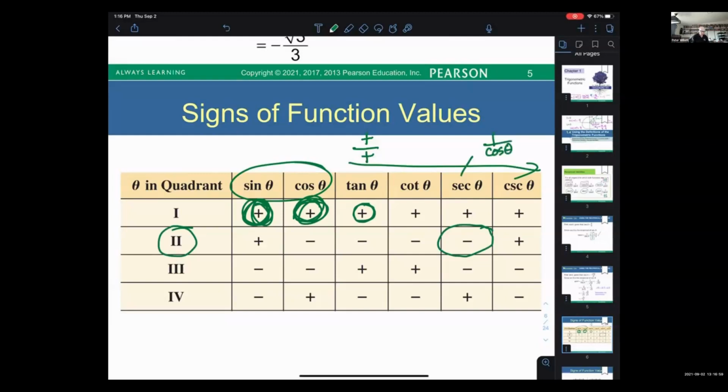And I know that in quadrant 2, the cosine is negative, right? So the secant will end up being 1 divided by some negative number. And if I take a positive 1 and I divide it by a negative number, I'll end up with a negative number, because positive divided by negative is negative. And that's why for secant, they show that any angle in quadrant 2, you'll end up with a negative answer.